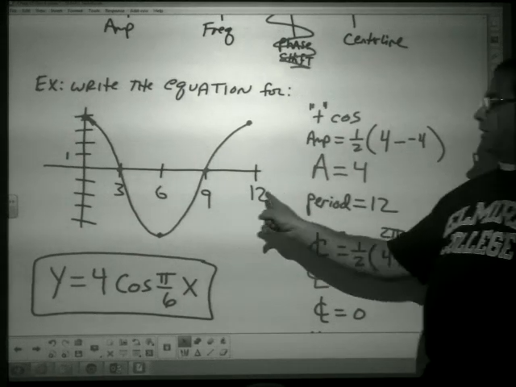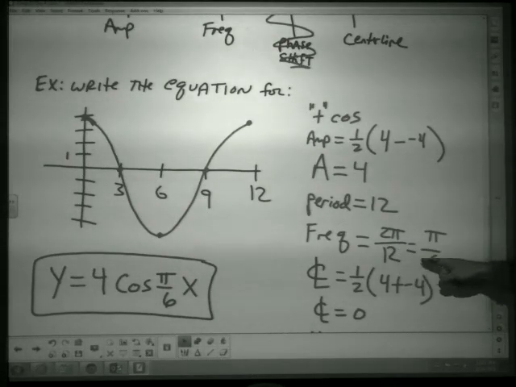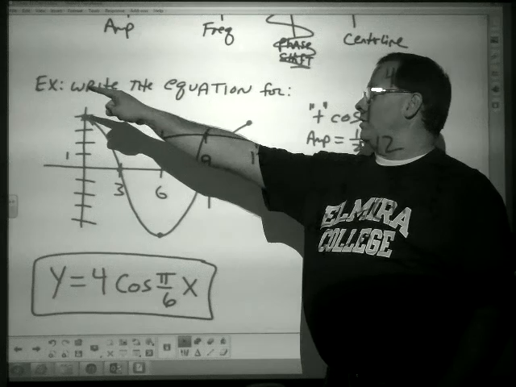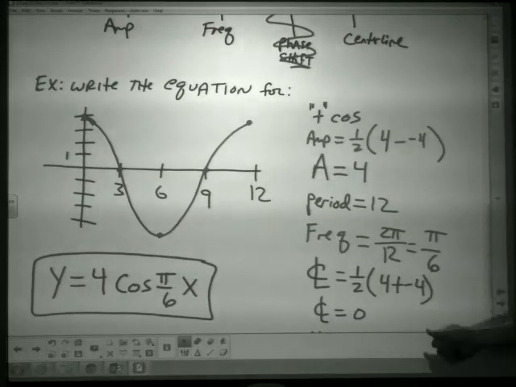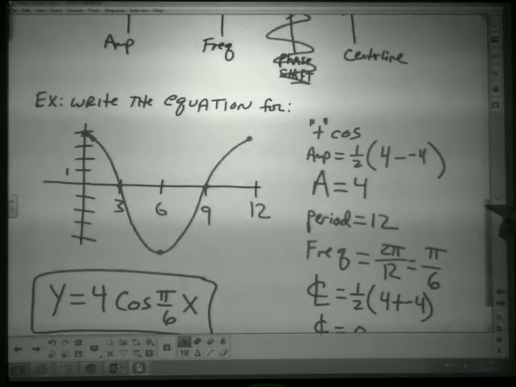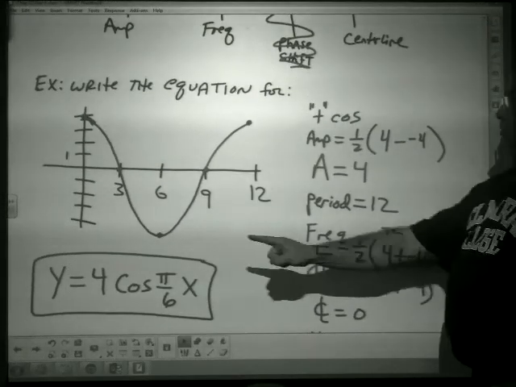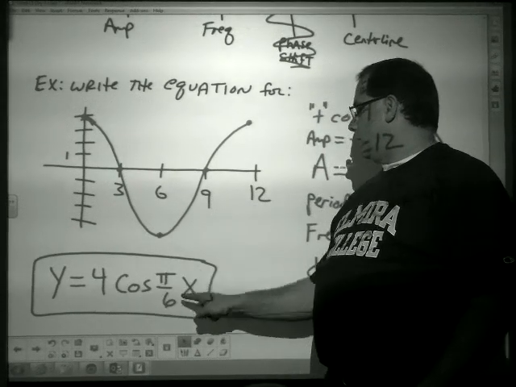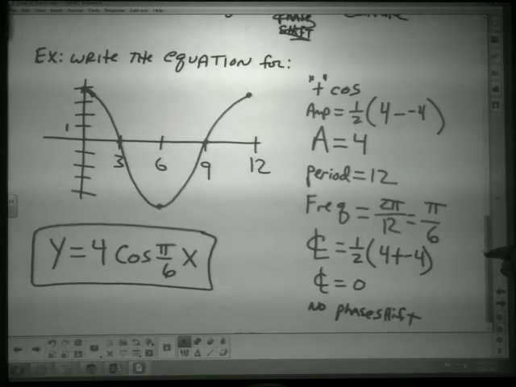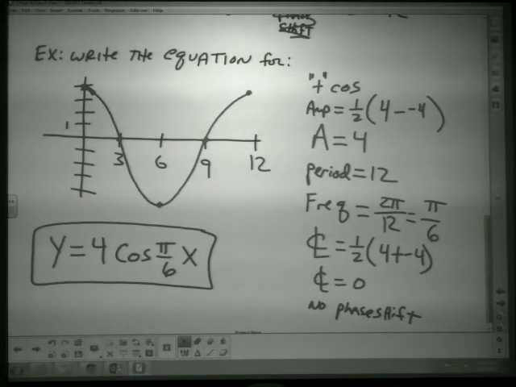Frequency then, I'm not working in degrees. If I was, you'd see degree symbols. So 2 pi over 12, which reduces to pi over 6. Center line, max plus min, so 4 plus -4, half of that is still 0. So then we write the equation. Y equals the amplitude cos the frequency x. Don't forget the y and the x in there. That's how you write equations. There was no phase shift in this, and again, we're not going to worry about phase shift until we get to pre-calc.